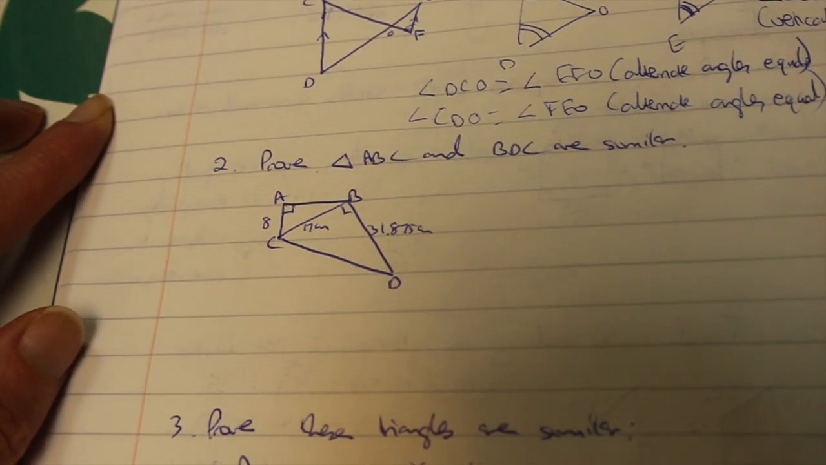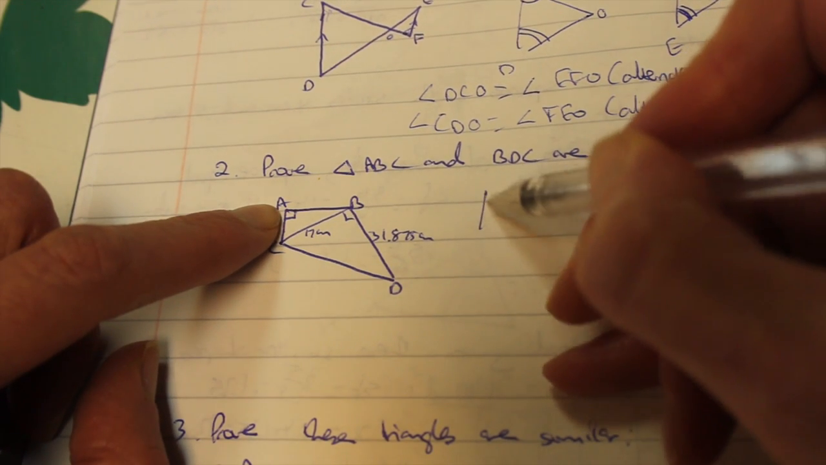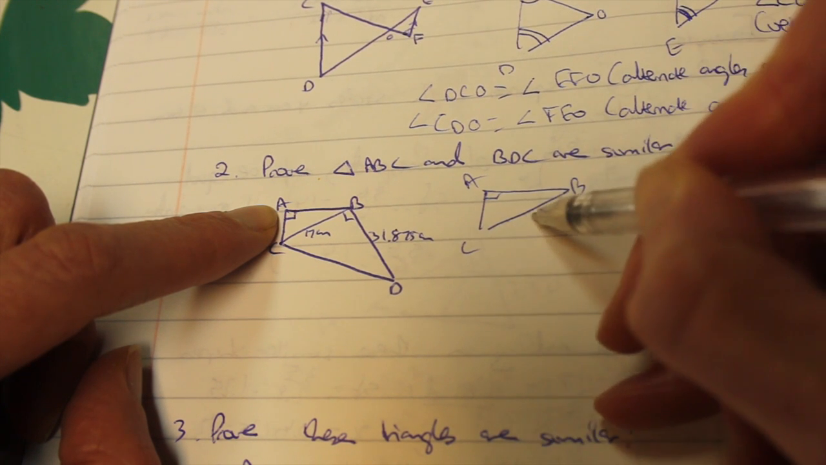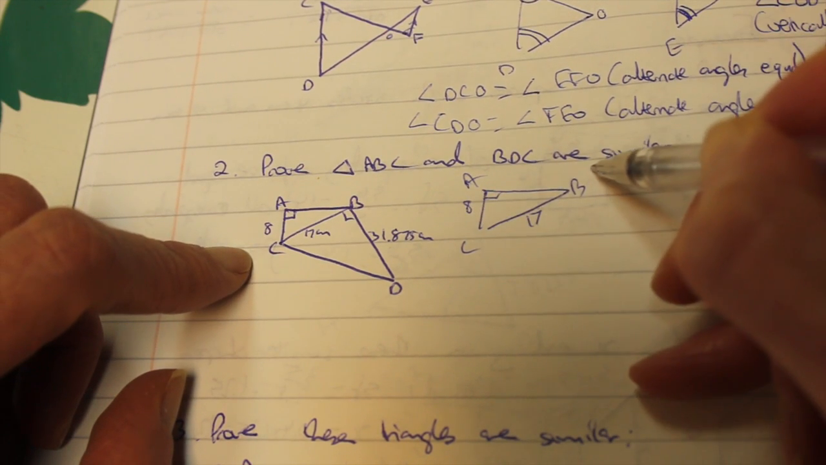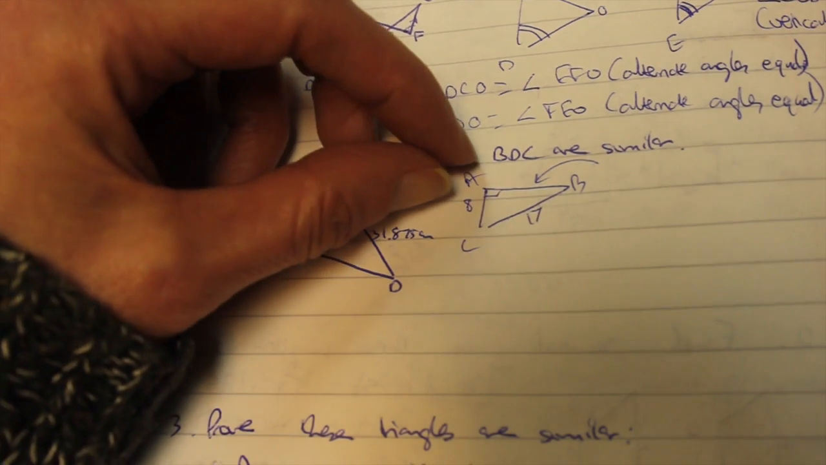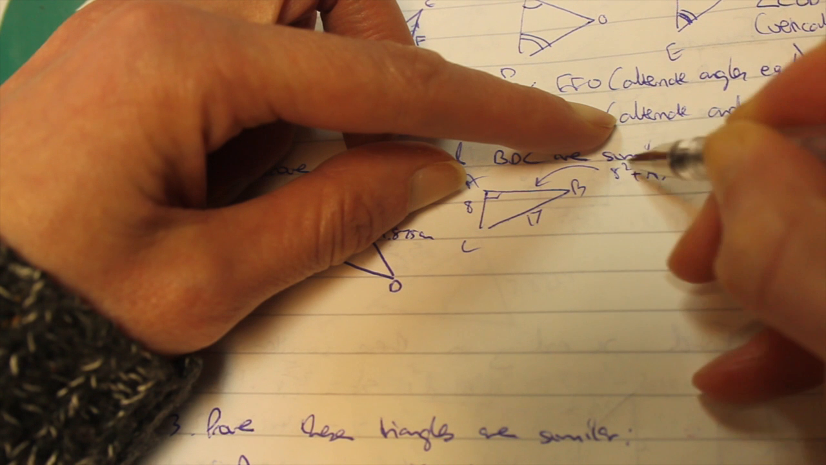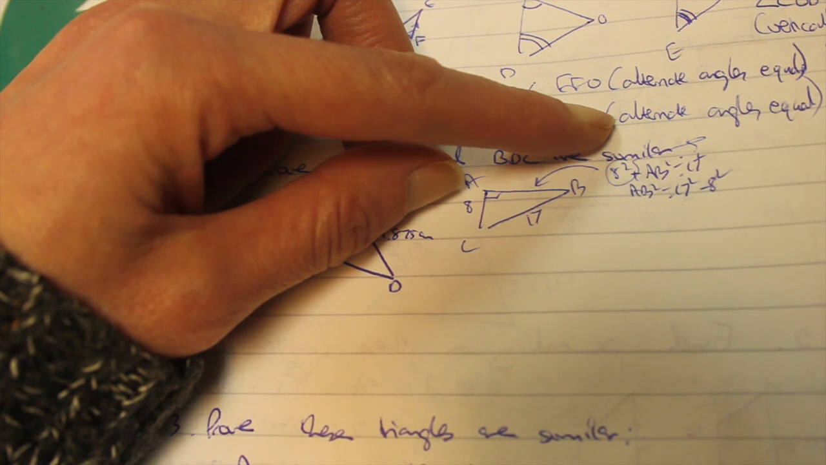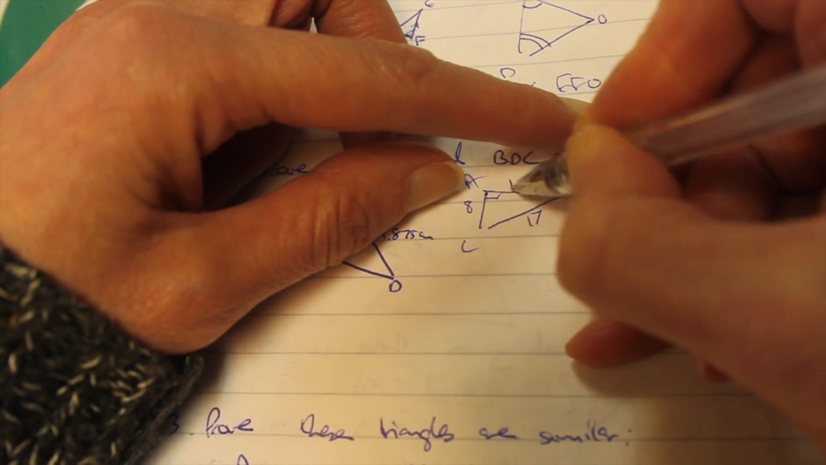Number 2, prove triangles ABC and BDC are similar. So I'm going to draw them out separately. So A, B, C, and that's 17, and that's 8. By Pythagoras I can work out that side there. So 8 squared add AB squared equals 17 squared. Bring that over. AB squared is 17 squared minus 8 squared to give me 225. So AB is the square root of that, which is 15.